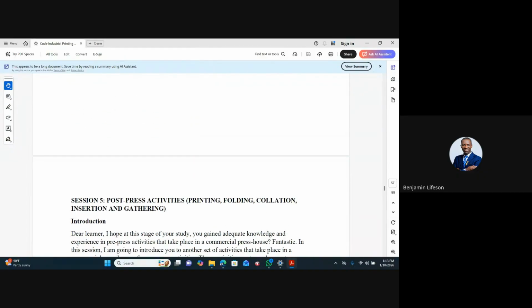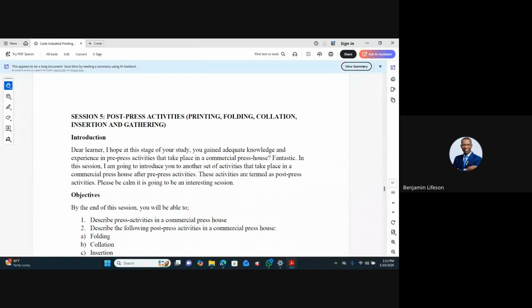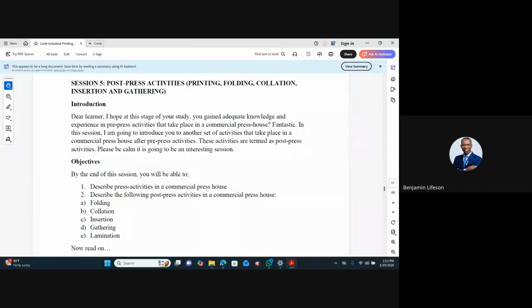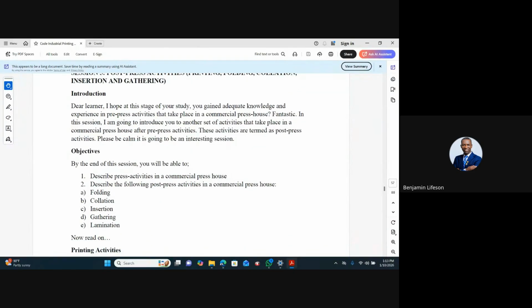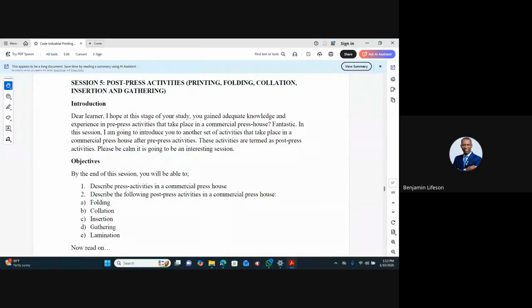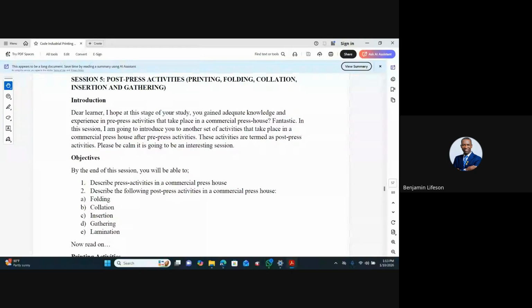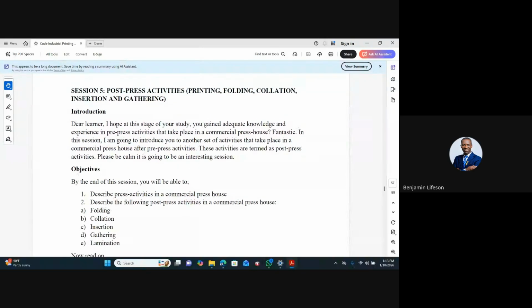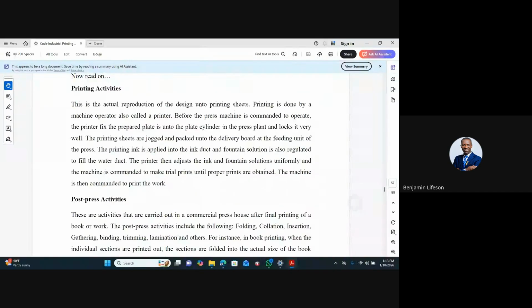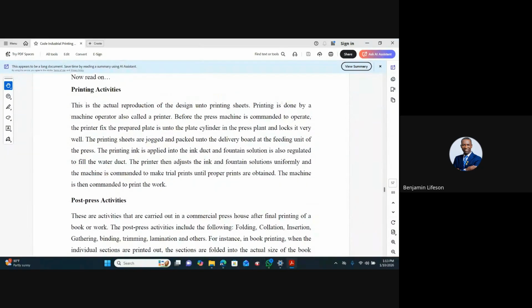Now that we are done with the pre-press, there's the need for us to look at the post-press. In the post-press, we are going to look at printing, folding, collation, insertion, and gathering. And so let's go to the printing activities.